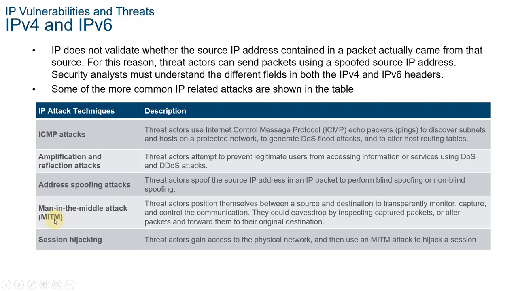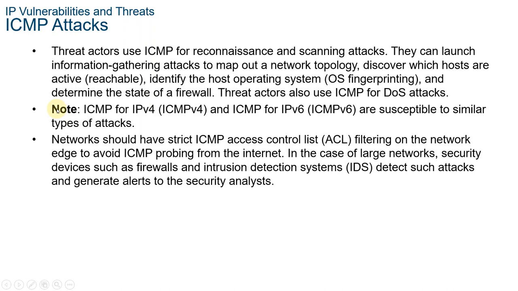All right, so for the ICMP attacks, threat actors use ICMP for reconnaissance and scanning attacks. They can launch information gathering attacks to map out a network topology, discover which hosts are active or reachable, identify the host operating system or OS fingerprinting, and determine the state of the firewall. Threat actors also use ICMP for denial of service attacks.